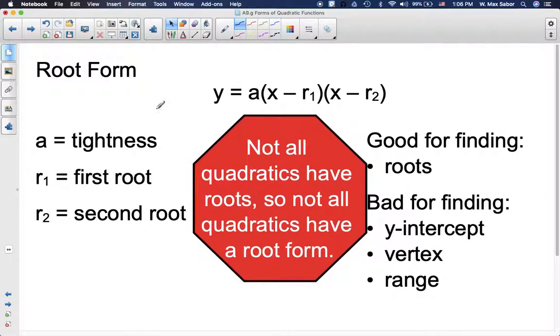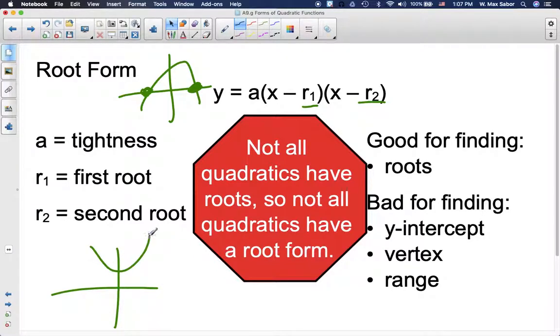Root form still has the tightness, and then the roots, where it crosses the axes. So the x-intercepts are the roots, or the solutions, or the zeros, and the root form is good for finding the roots. But realize not all quadratics have roots. If I gave you this parabola, it doesn't have any roots, so it doesn't have a root form. Root form is bad for finding the y-intercept, bad for finding the vertex, and bad for finding the range.